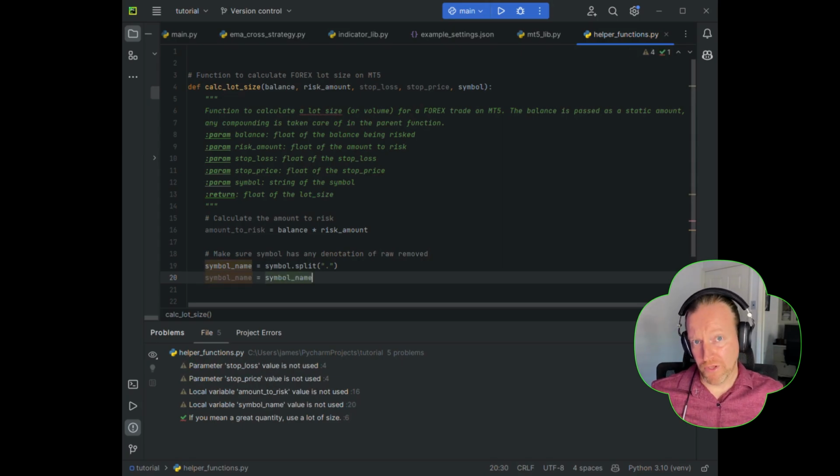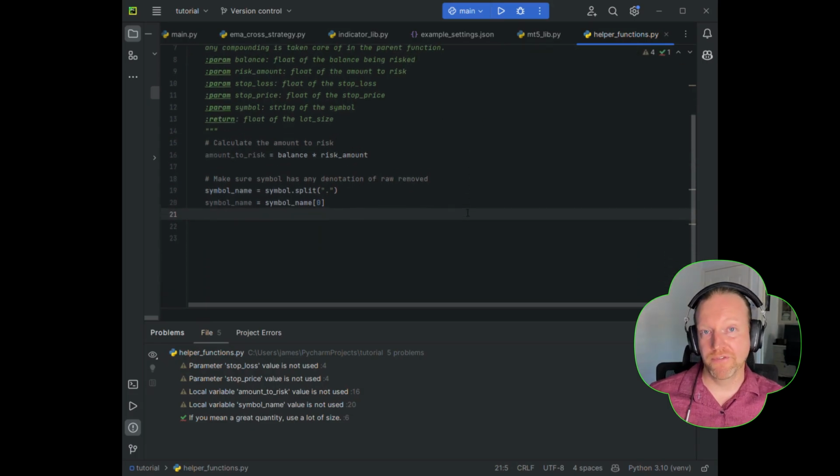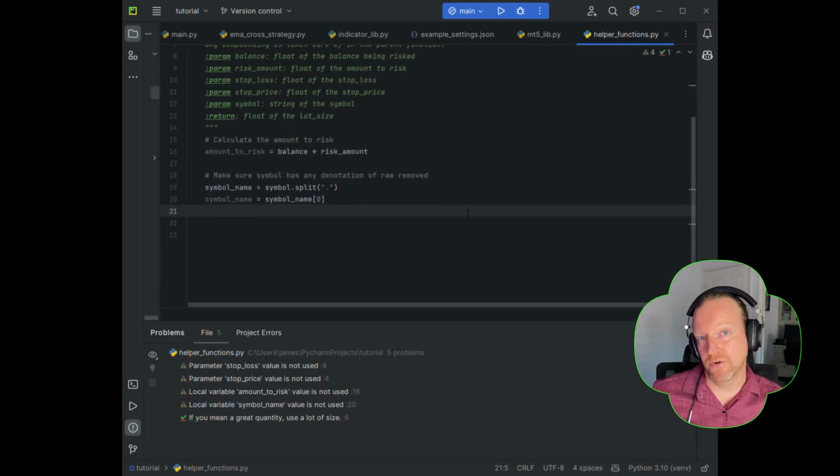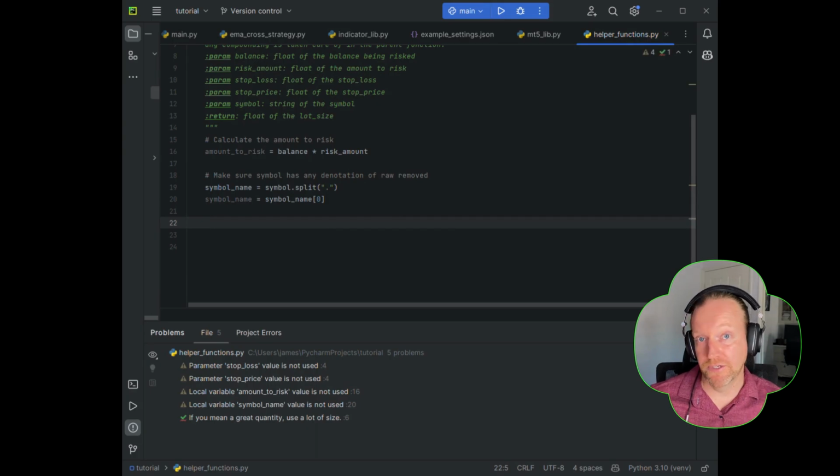Okay, now, for those of you who are well-versed in MetaTrader, when you're trading a raw account, they'll often denote it with a .a or a .i, depending on what broker you're using. I want to make this as generic as possible.